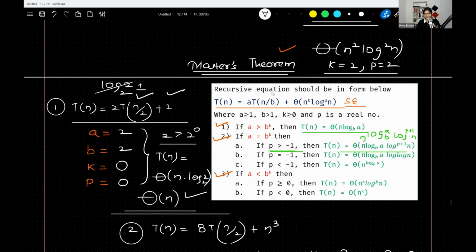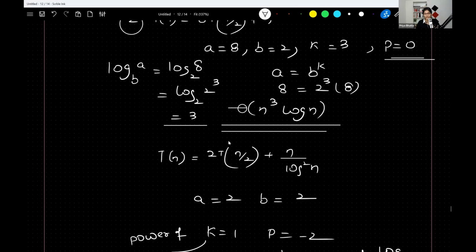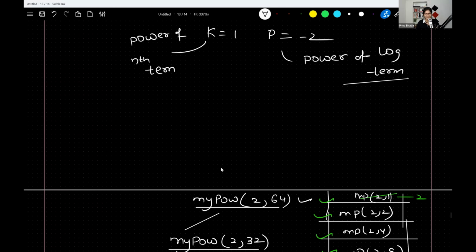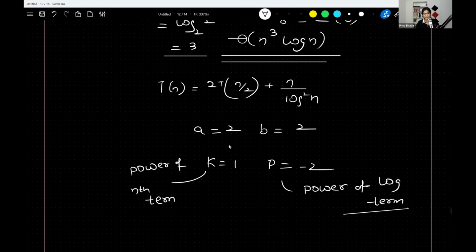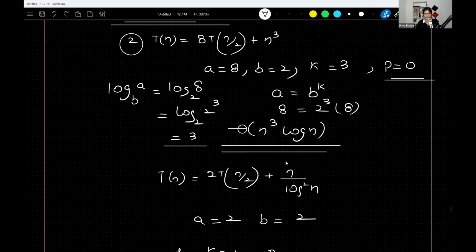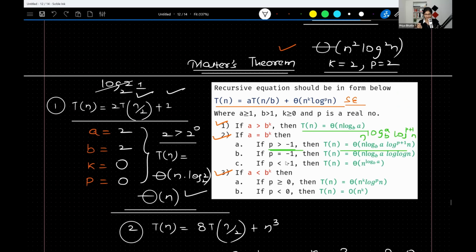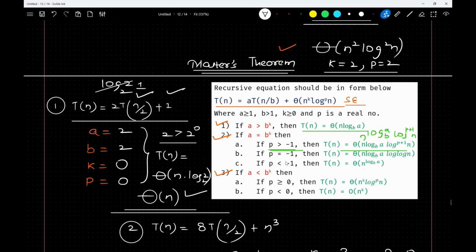So here, again, try to see which case we are lying in. B to the power K is 2 only, so again we are lying in case number 2. Now, in case number 2, the value of P is -2. So out of A, B, C, which case are we lying in? Is -2 bigger than -1 or less than -1? Less than -1, right?